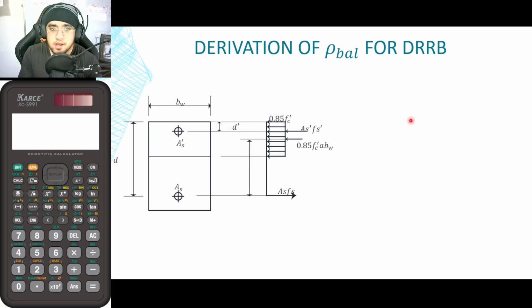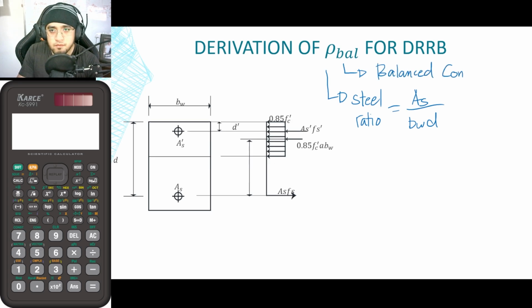Hello everyone, in today's video lecture, we would now be deriving the value of rho balance for doubly reinforced rectangular beams. Okay, so when we say rho, this stands for steel ratio. And when we say steel ratio, this is actually the ratio of our tension steel by the effective concrete, bWd. So that is once again for steel ratio. When we say bal here, bal stands for balanced condition. Okay, so that is for rho bal.